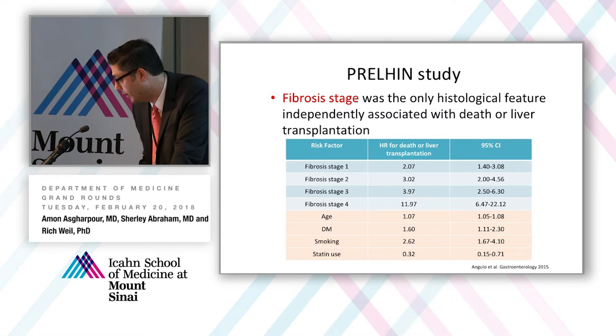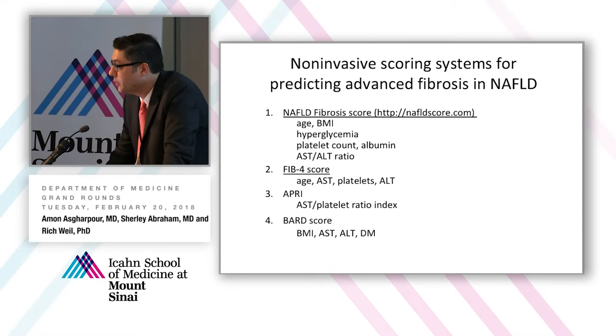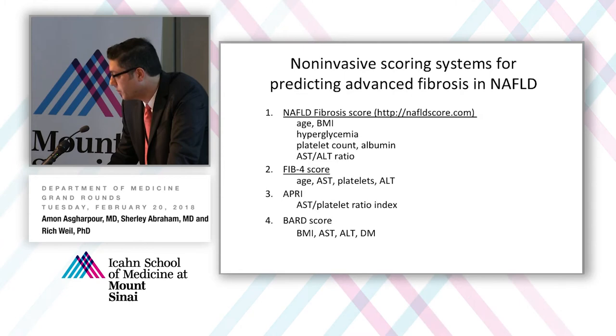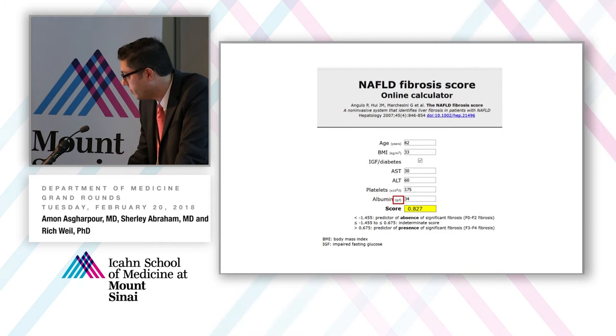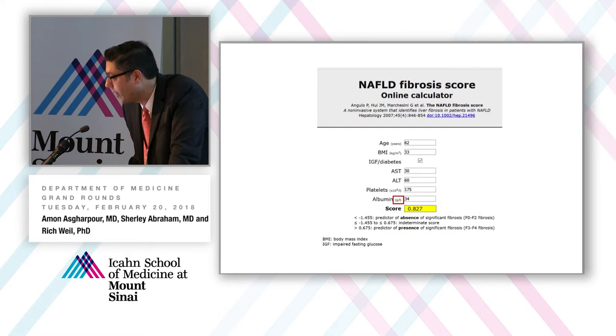So we have some non-invasive scoring systems that we can use to predict fibrosis. The best validated are the NAFLD fibrosis score and the FIB-4 score, which I'll go into. There's an online calculator for the NAFLD fibrosis score. You can just Google it, and it spits out a number for you, but I will warn you that you need to notice the albumin is in grams per liter, not grams per deciliter. And so you can just run through it with this patient.